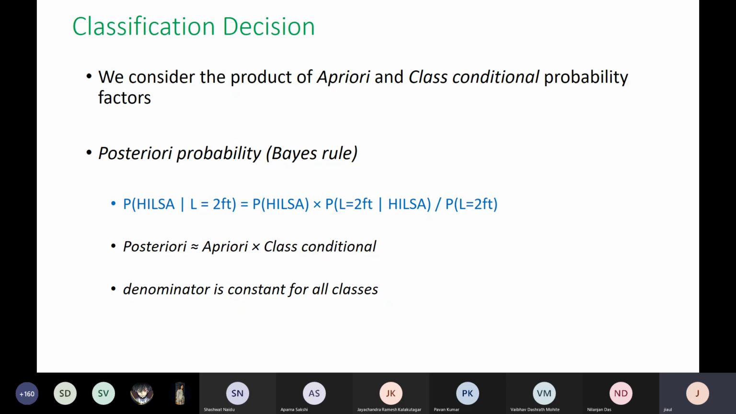Now, if you look at this carefully, this expression in the denominator is absolutely constant. So the posterior probability is proportional to the a priori probability times the class conditional probability. We can basically discard the denominator altogether when taking the decision, because the probability will just be divided by some constant factor. So we do not need it. That's why I'm saying it is an approximation. It doesn't change the probability of belongingness to a particular class.